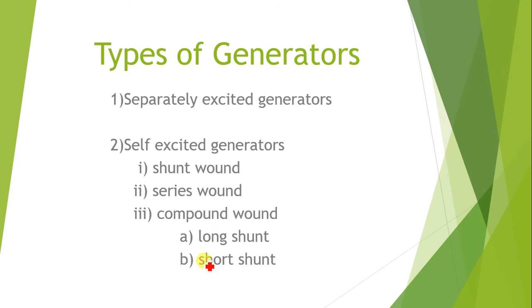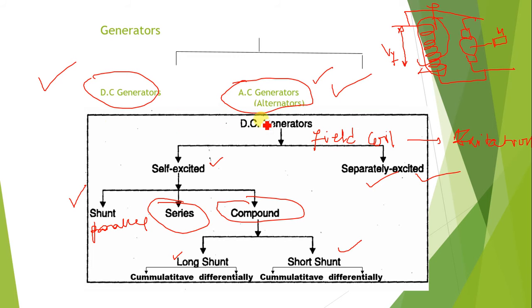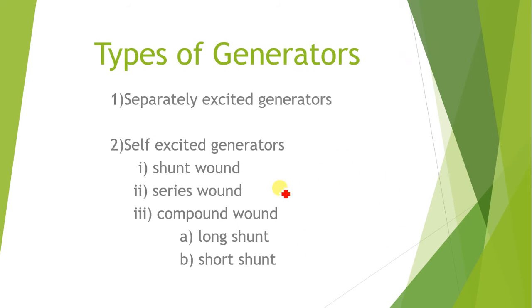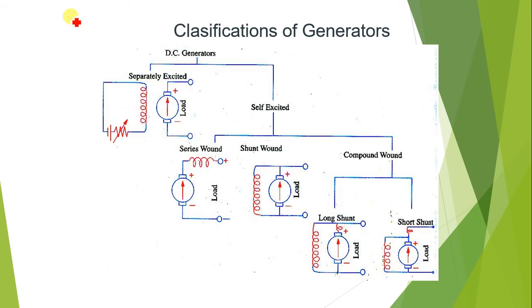So we already know this type of generators which are classified in this previous diagram: self-excited and separately excited. Self-excited is again classified into shunt, series, and compound, with long shunt and short shunt in the case of compound. Look at this classification.